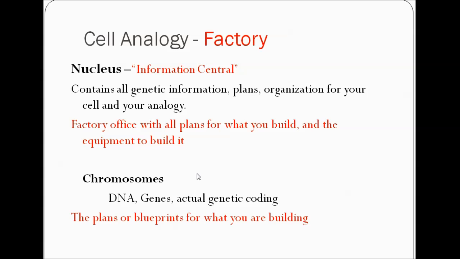In there is going to be chromosomes. That's where DNA, genes, and our actual genetic coding are. In your factory, that would be the plans or blueprints for whatever you're building. In your body, these really code for the proteins that make your eyes the color they are, for example. We'll do lots with genetics coming up.